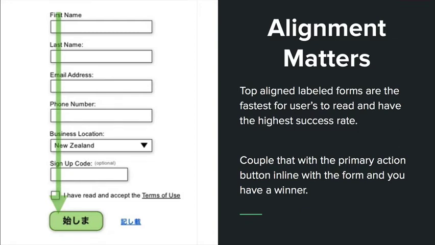And then if you couple that with the primary action button that's in line with the form, you've got a winner for your form, a greater chance of success. So even in this slide with the button in Japanese, we know exactly where to click. That's why the designer made the image this way, so we can see that even though we can't read the words, we know where we need to click to keep moving forward.